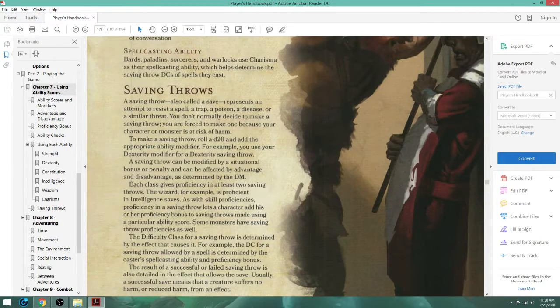Anyways, this is Crazy Lightbulb. And this has been a long, long talk on the ability scores and ability checks and skills and so on.